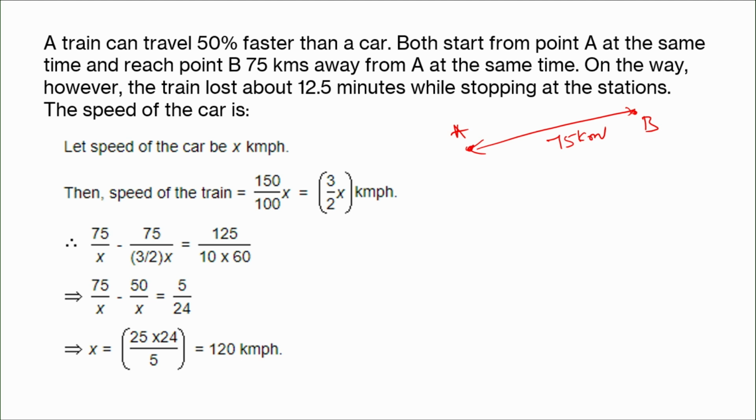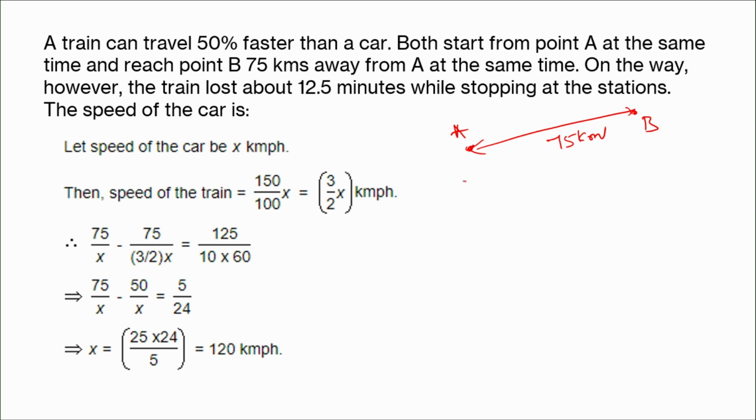But the train will stop at different places, different stations. For stopping at that station and starting again, because of this delay it takes 12.5 minutes more. Understand? So, if the time taken is x minutes, then you have to add 12.5 for the train. So, now after understanding this concept, we don't know the speed of the car, no?